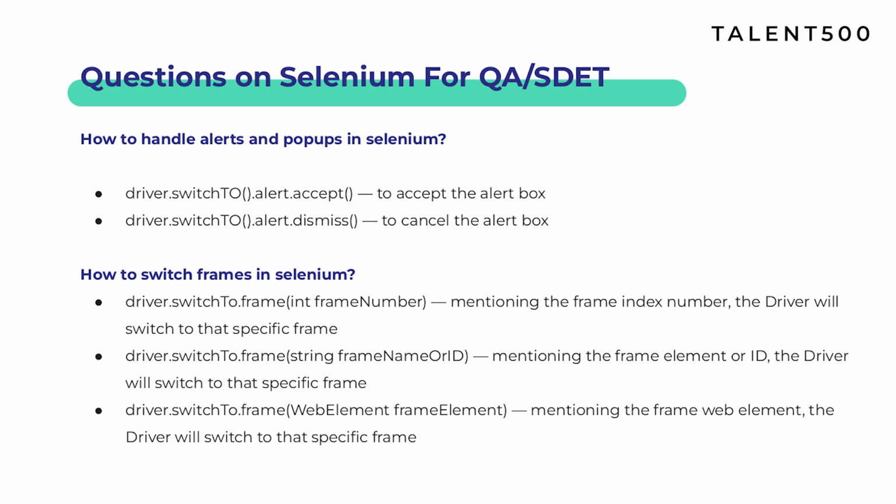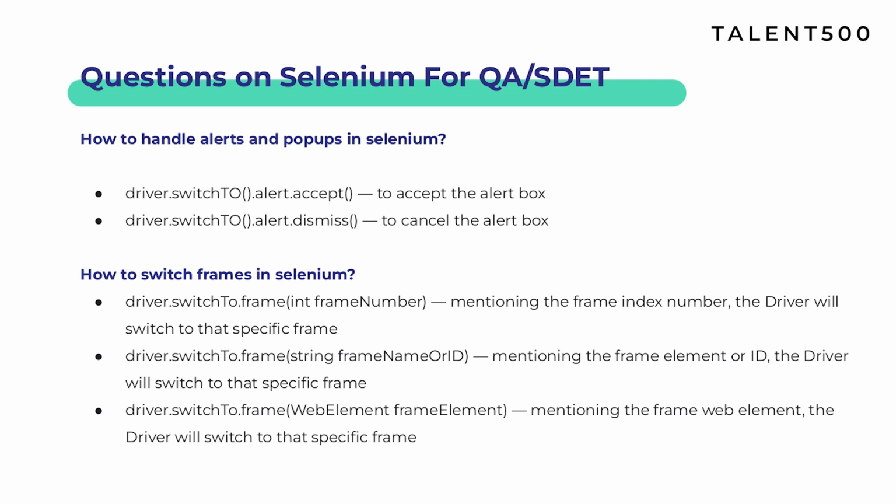Out of all 3, I would always suggest going for this one. Top priority goes to identifying the frame element, second priority is frame name or ID, and least priority is this one, frame number, because the sequence may change, and I would never advise using this one. So better to go first with web element, then frame name or ID, and third priority should be this. And whenever you answer these questions, do add those things I am explaining to you.